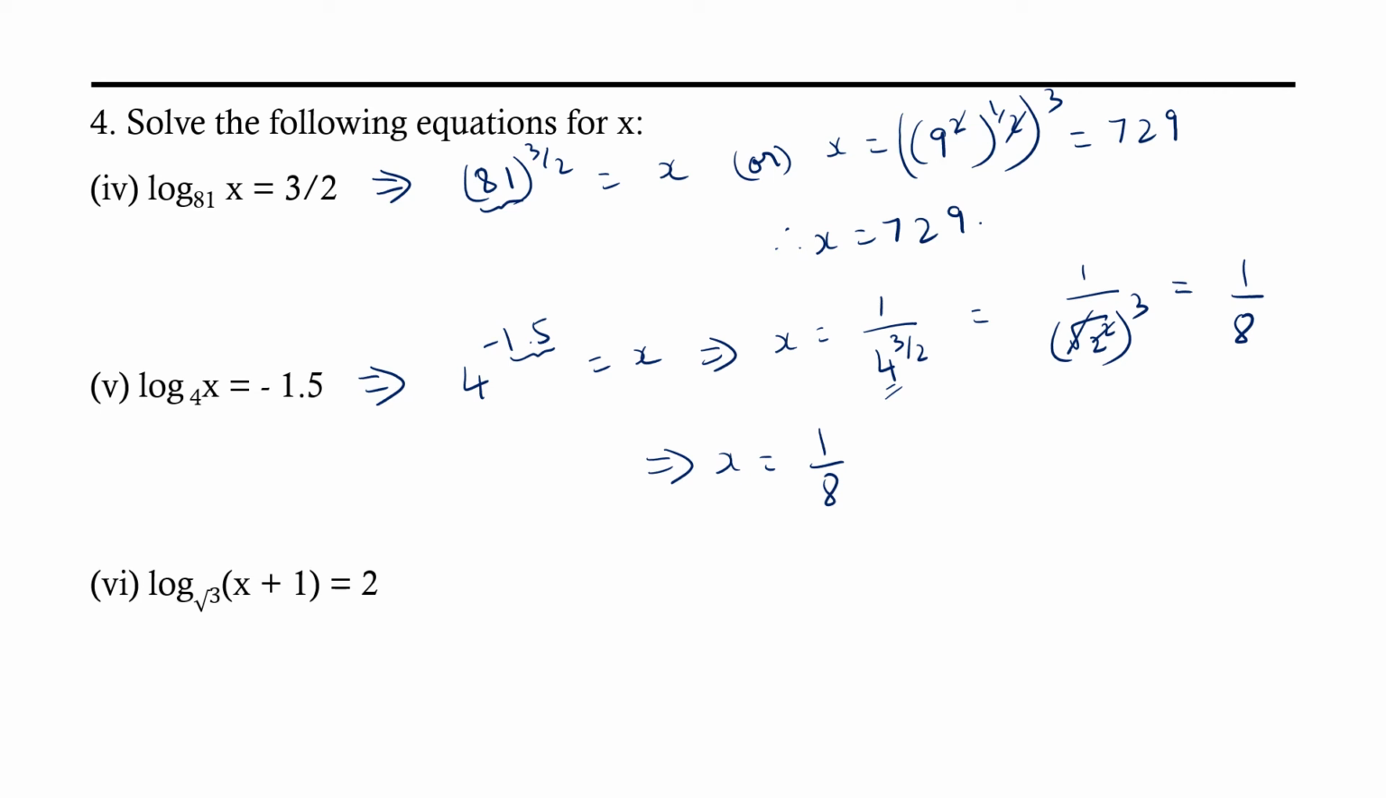The next question, log x plus 1 to the base root 3 is equal to 2. So from this we have root 3 the whole square is equal to x plus 1. So root 3 the whole square, root and square will go. We get 3 is equal to x plus 1, or x is equal to 3 minus 1, which is 2.